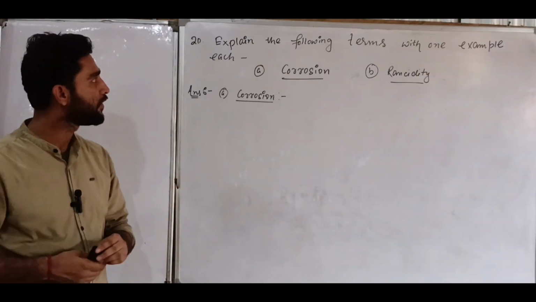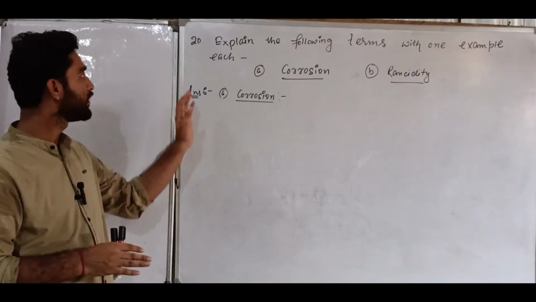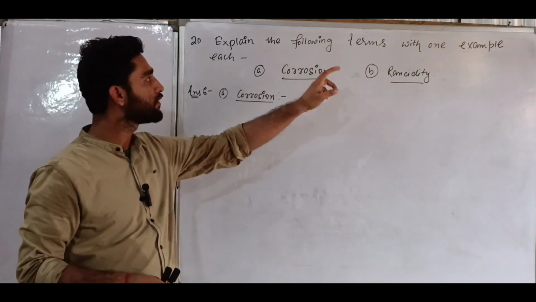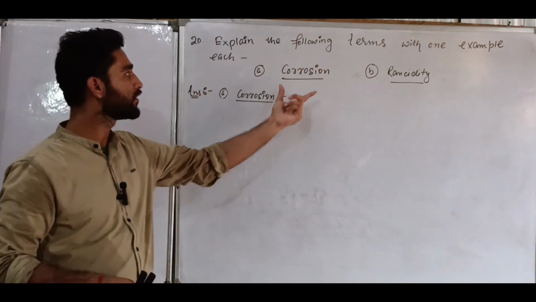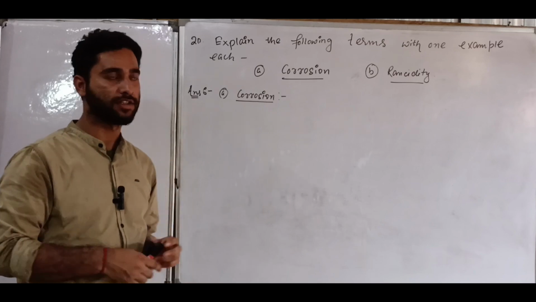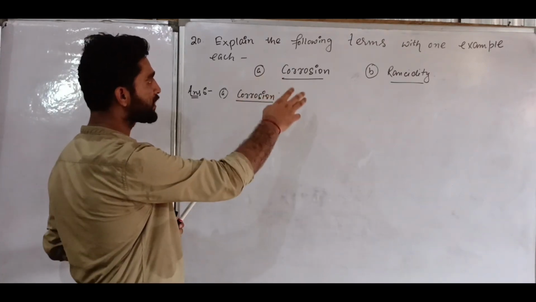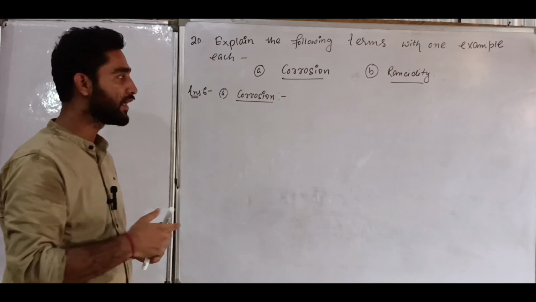This is the last question from our NCERT exercise. Question number 20. Explain the following terms with one example each: corrosion and rancidity. Though I have already discussed corrosion and rancidity, now we have to explain these two terms with some examples.